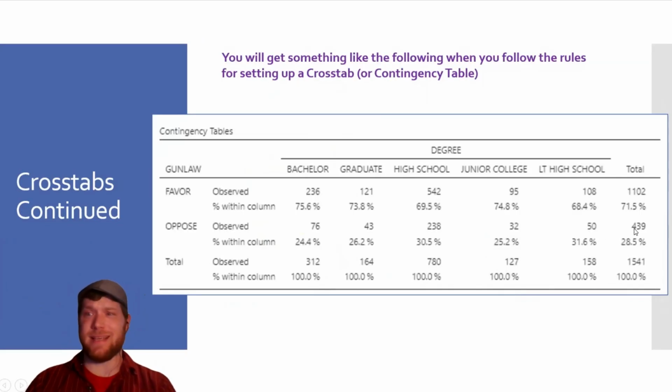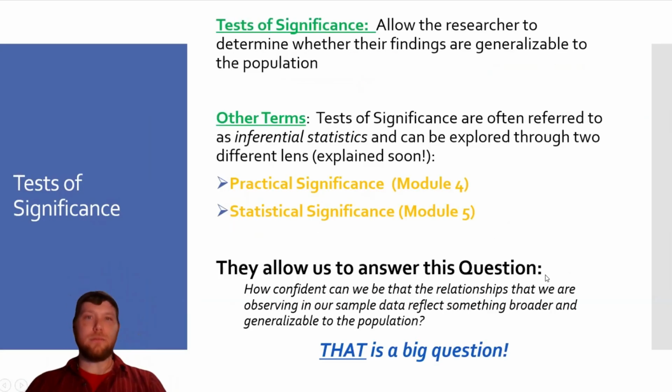And you get something that looks like this. Note, I can look and see the favor versus oppose and the different levels of educational attainment. You can see the breakdown of these, and all of these add up to 100 because these are column percentages. We see favor and oppose for bachelor 75 to 24, 73 to 26, 69 to 30, 74 to 25, 68 to 31. We can see this breakdown and note that maybe there isn't a big difference. I see some differences, but there may not be a lot.